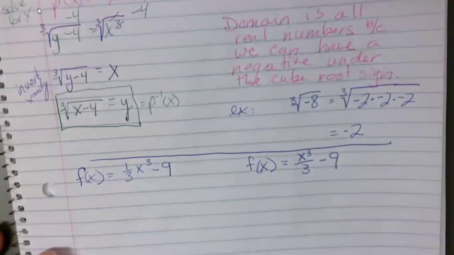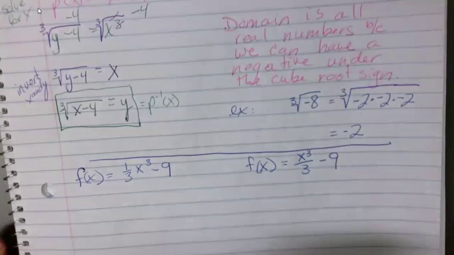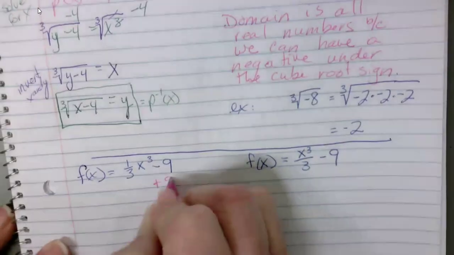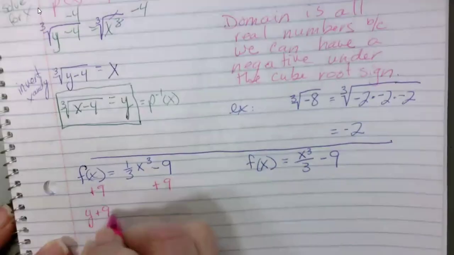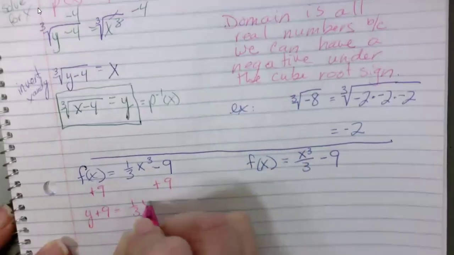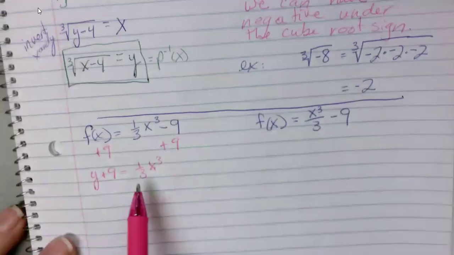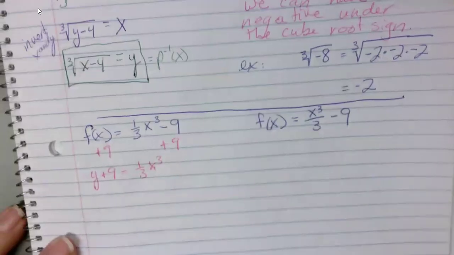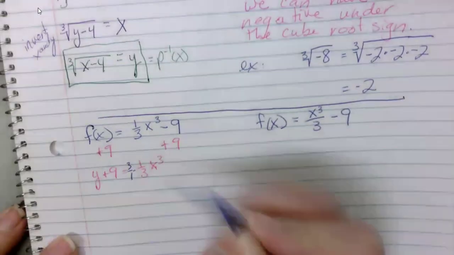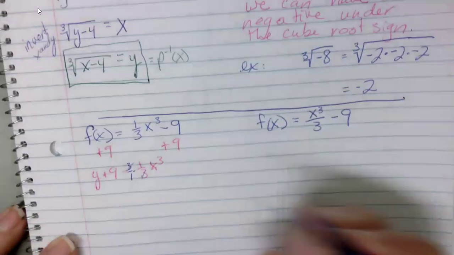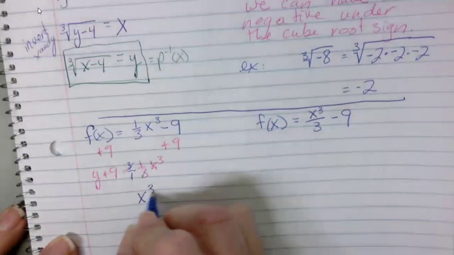All right, welcome back. So let's go. So we've got minus 9. We'll do plus 9 to both sides. So we get y plus 9 equals 1/3 x cubed. To get rid of this 1/3, I'm going to multiply by the reciprocal, which would be 3 over 1. I do that because then it's beautiful. The 3's cancel. I'm left with x to the third.